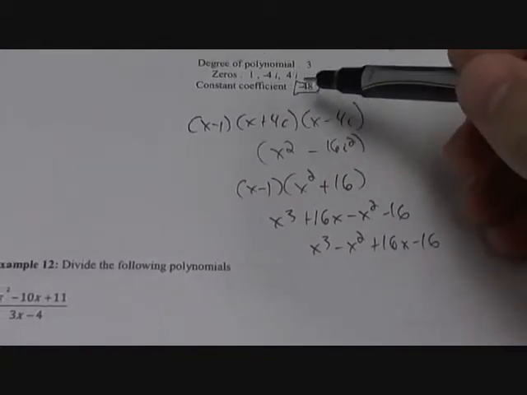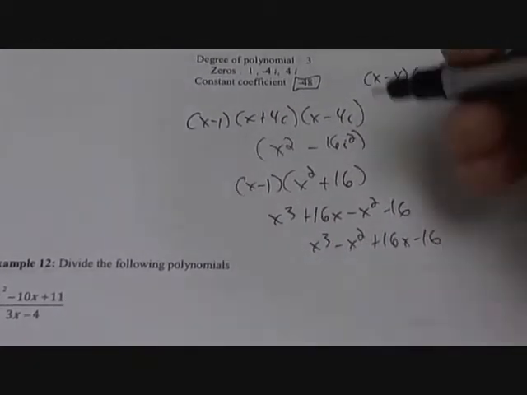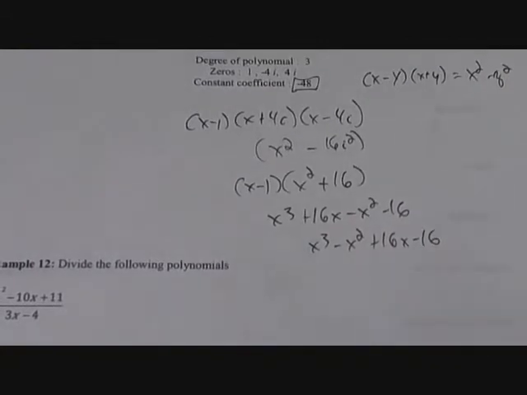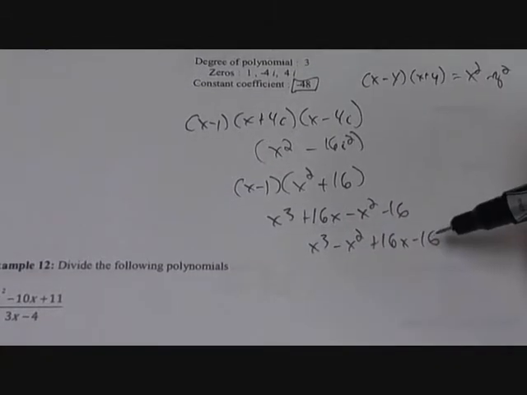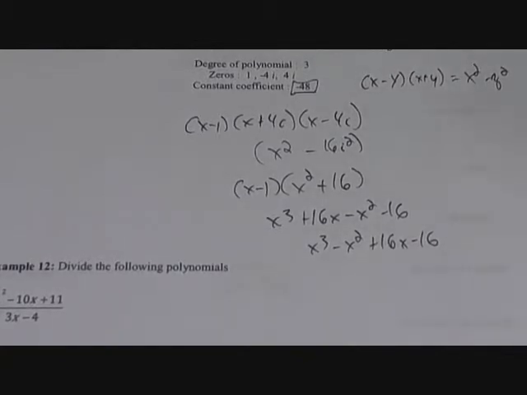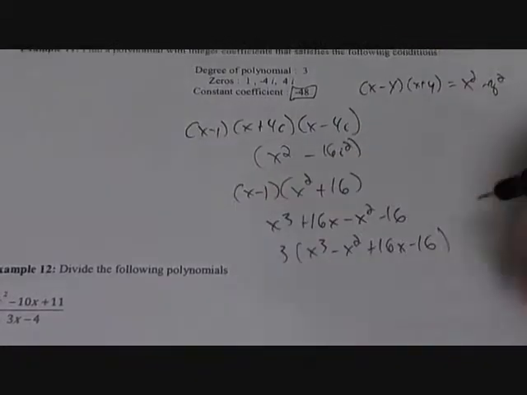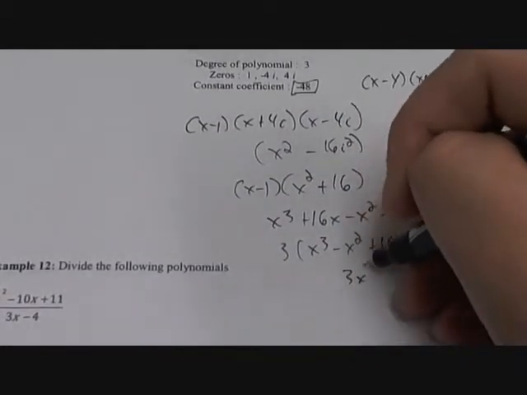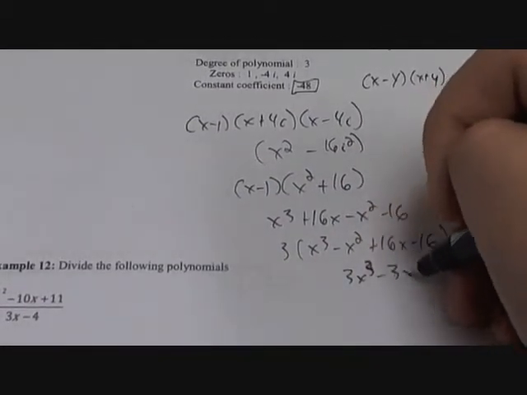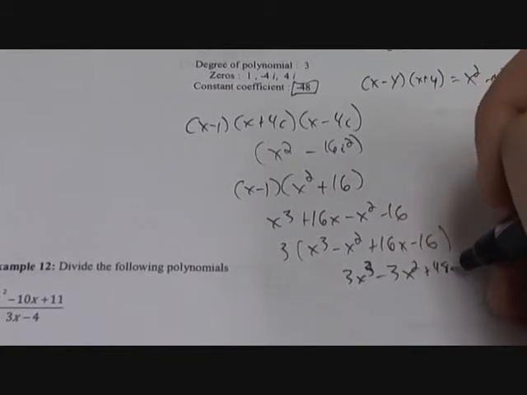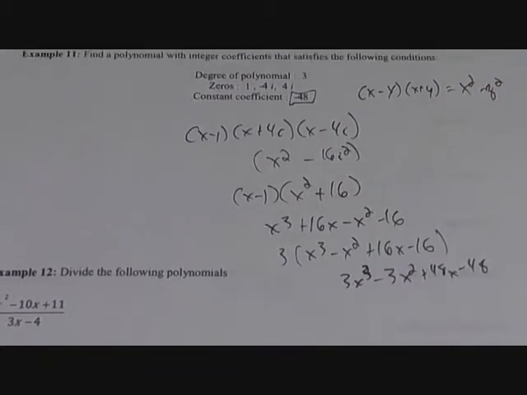Alright, a constant coefficient of 48 pretty much means this number needs to be negative 48. How do we turn negative 16 to negative 48? Well, multiply it by 3. So we have to multiply everything by 3. So our final answer is going to be 3x cubed minus 3x squared plus 48x minus 48.